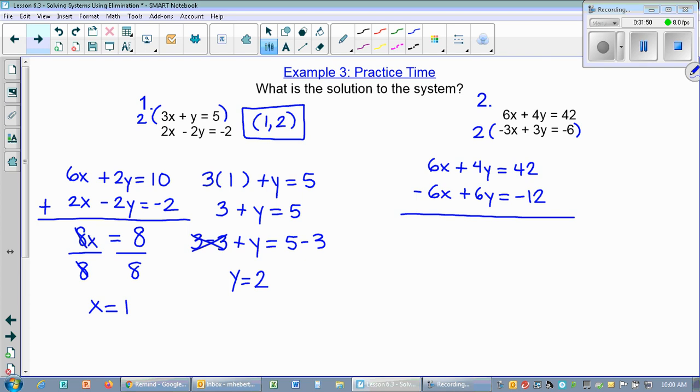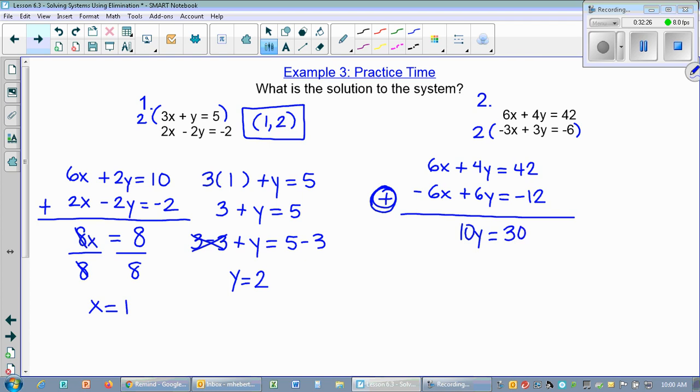The second qualification is either same sign or different sign. Different signs we add, same sign subtract. So my coefficients are positive and negative, which means they are different signs, so we add. So we're going to add all 3 columns. 6x plus negative 6x is 0. Then we have 4y plus 6y makes 10y. Then we have 42 plus negative 12 makes 30.